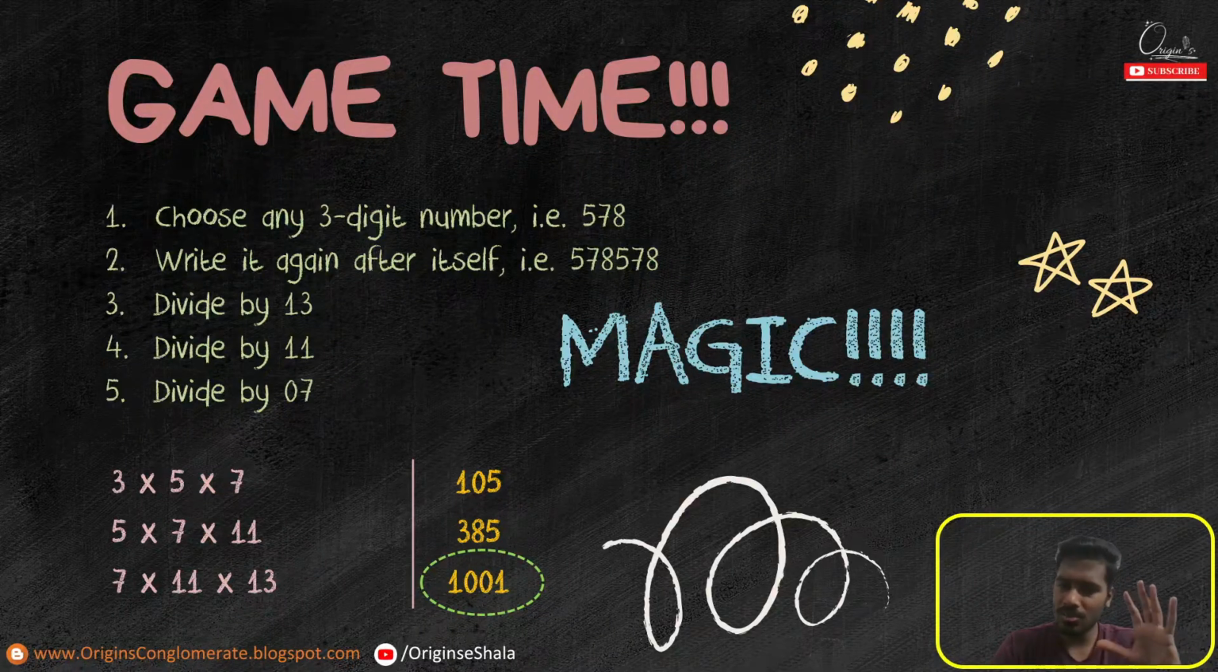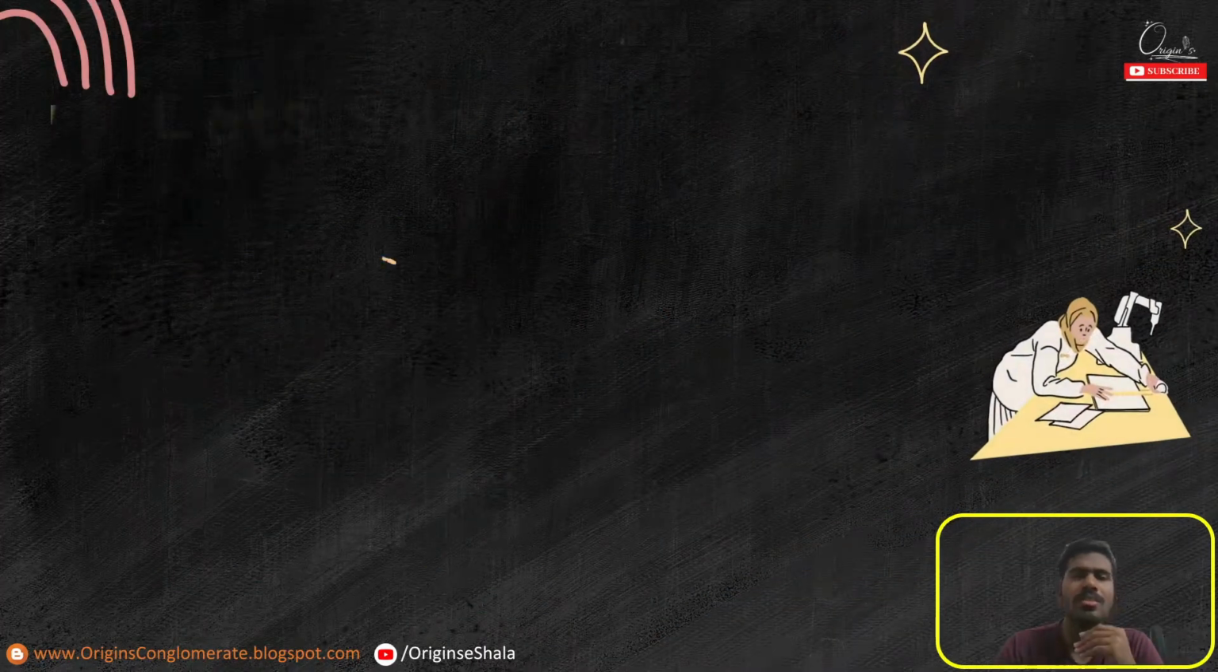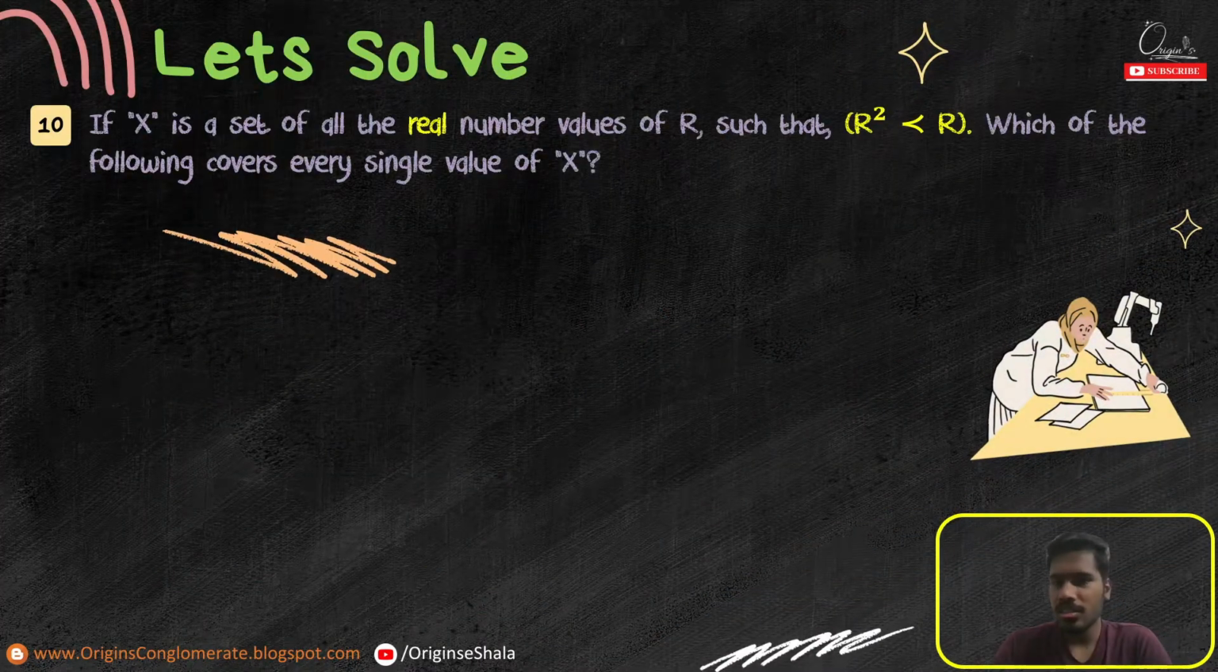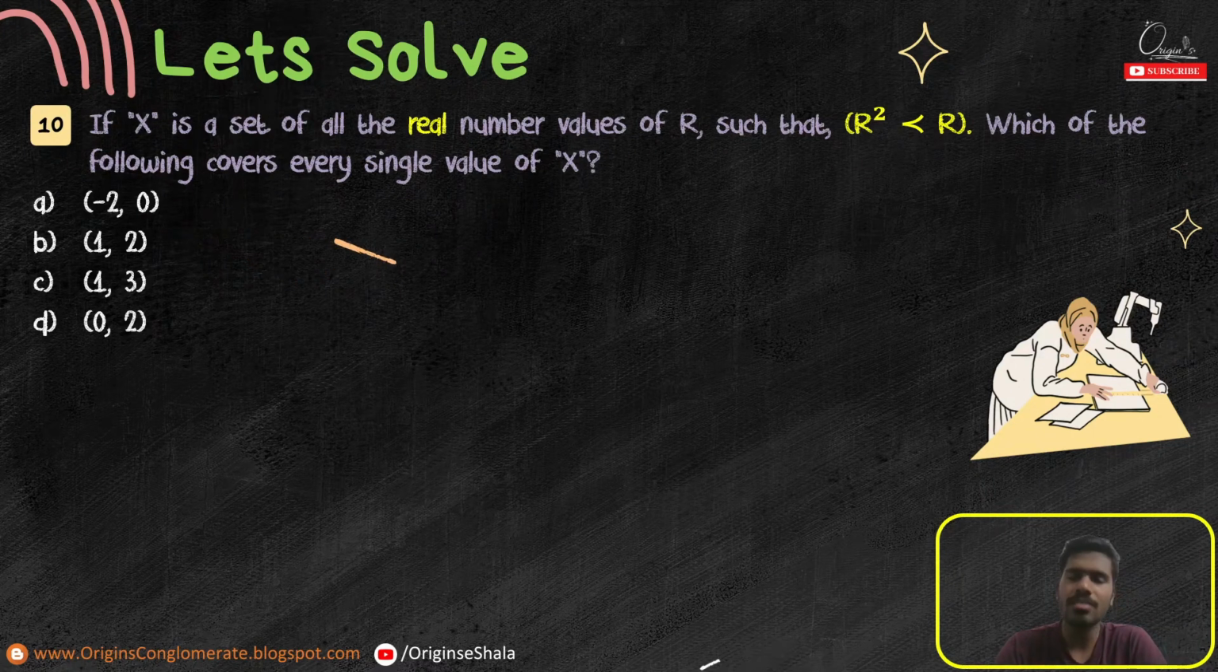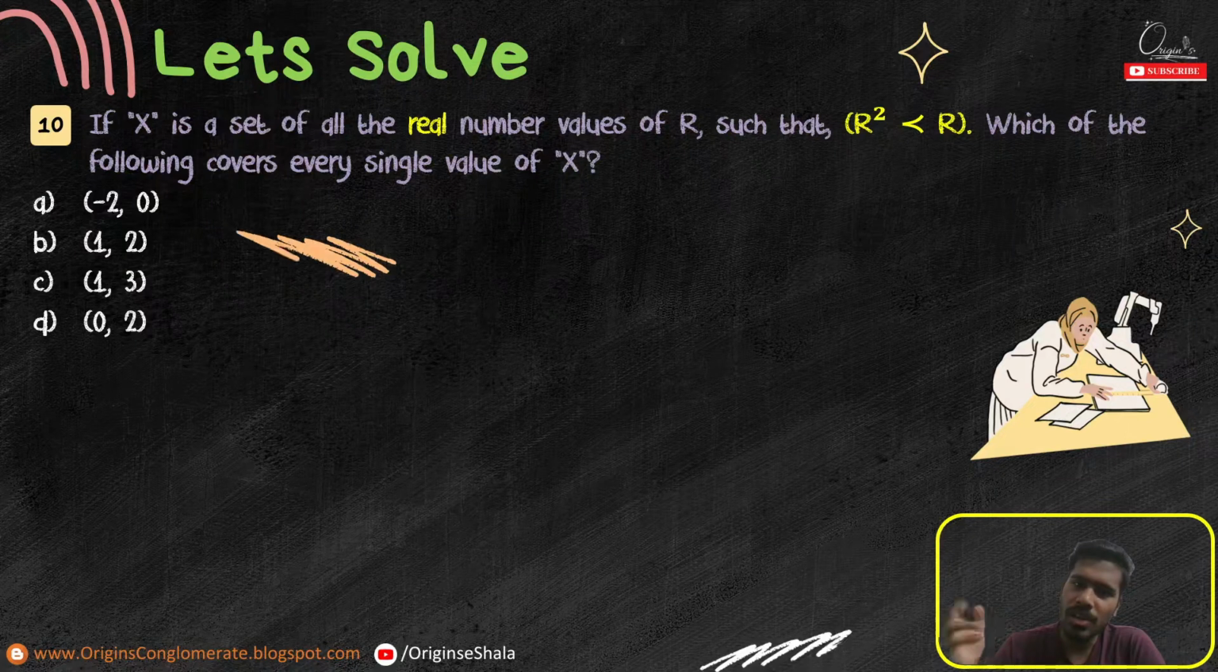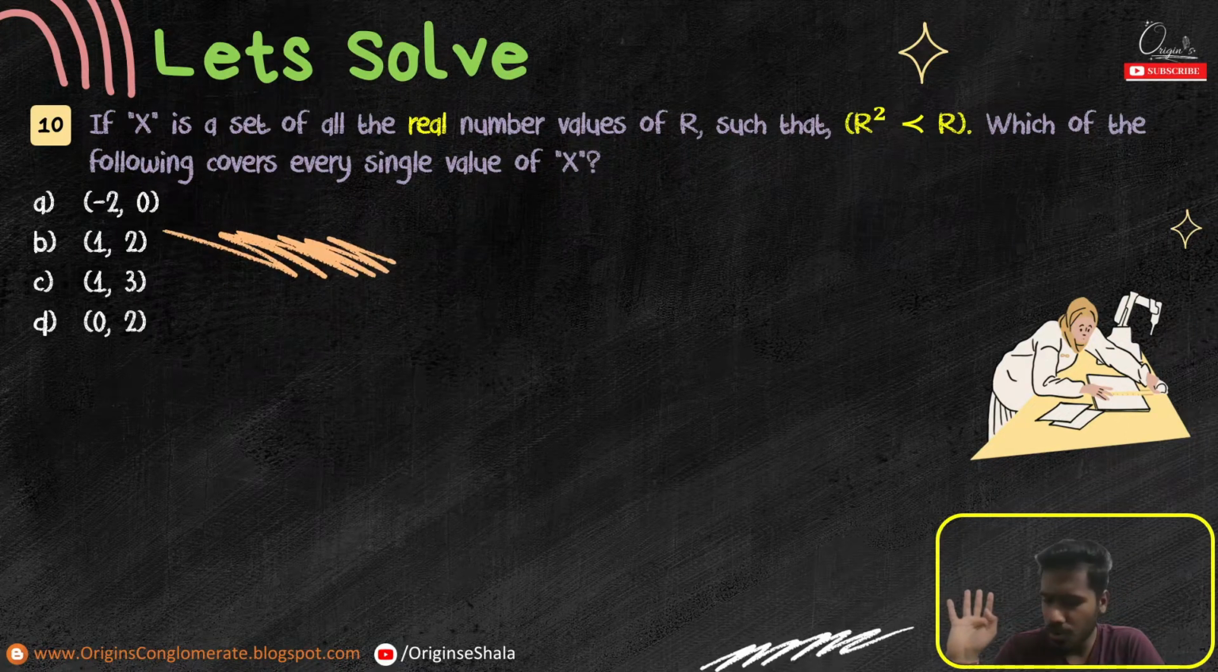Now, I think your mood is now freshened up. So we can move on to the next questions. Let's do this set. Now, this is a word play, but let's see how we can do it in a simple manner. X is a set of real number values of r such that r square is less than r. Which of the following covers every single value of x?